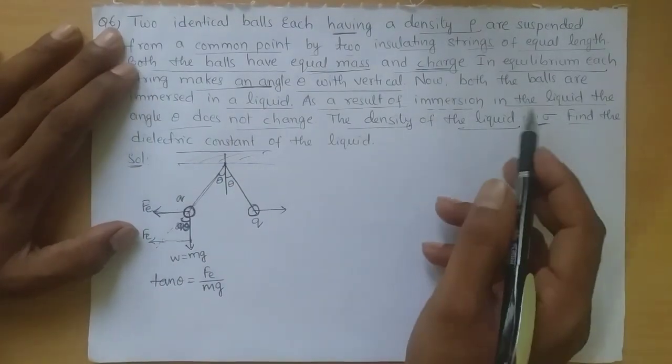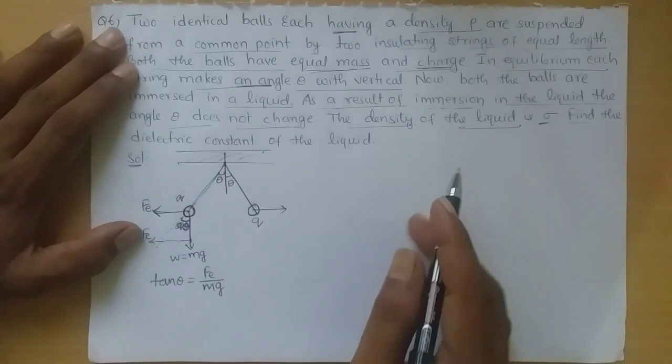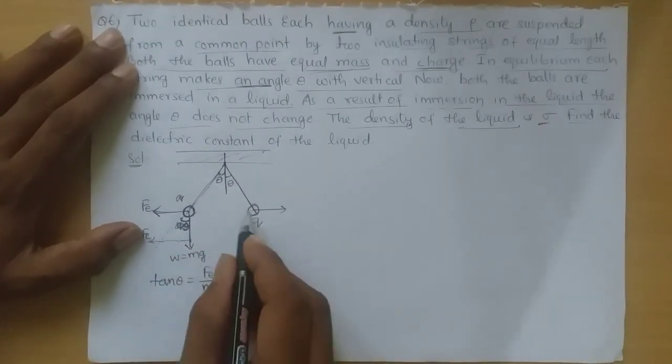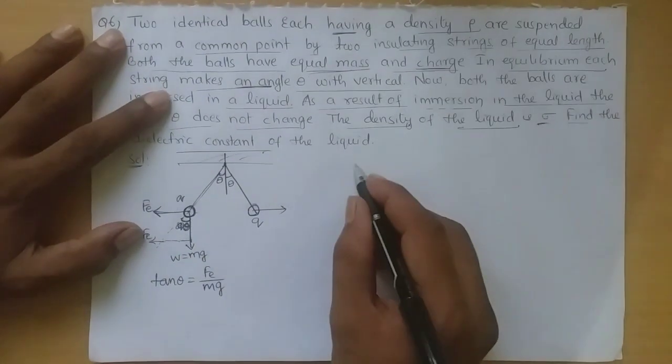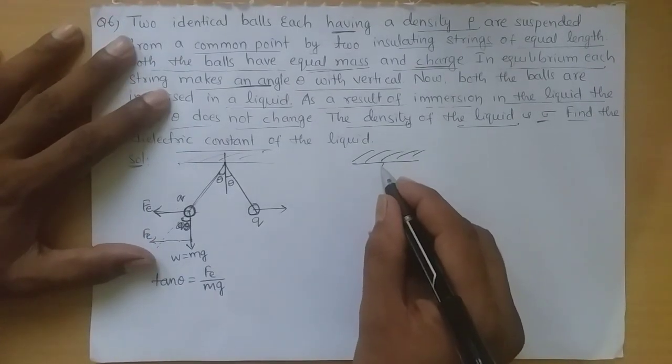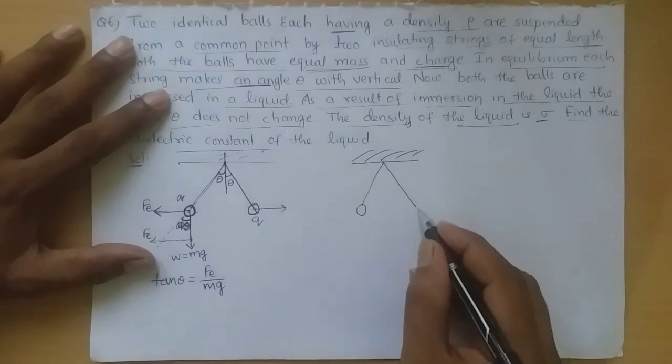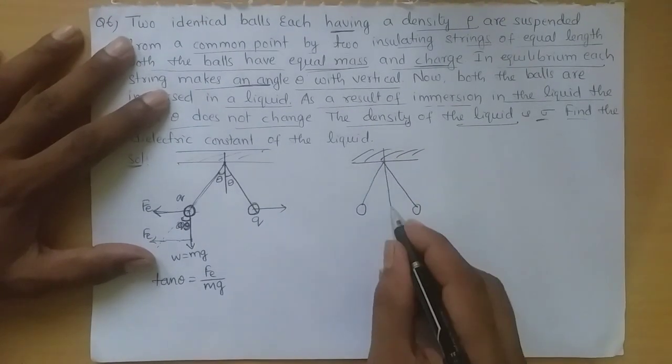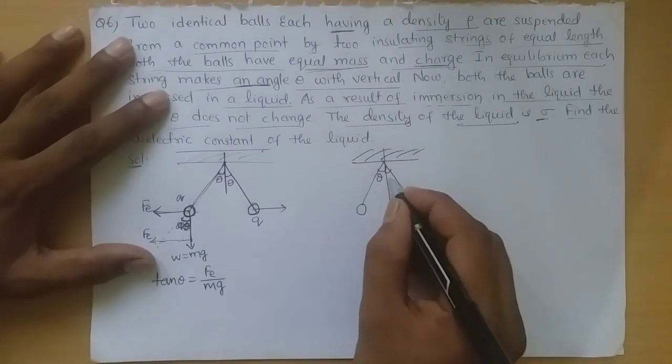As a result of immersion in the liquid, the angle theta does not change. The distance between these two is not changing. That means now they are kept in the water, the liquid. This is one ball, this is the other ball. In this case also, they make the same angle with the vertical.